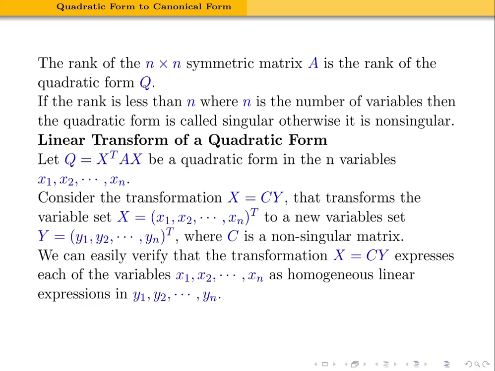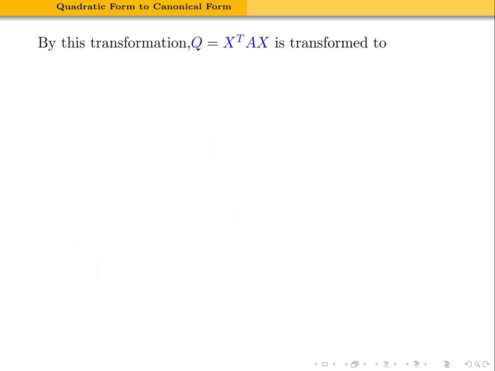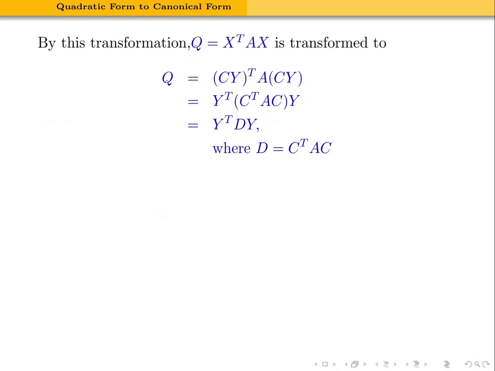We can easily verify that the transformation x is equal to Cy expresses each of the variables x1, x2 up to xn as a homogeneous linear expression in terms of y1, y2 up to yn. Hence x is equal to Cy is a non-singular linear transformation. By this transformation, Q is equal to x transpose A x is transformed to Q is equal to, instead of x I can replace Cy, and we get (Cy) transpose A (Cy). Therefore we can take this as y transpose C transpose A C y.